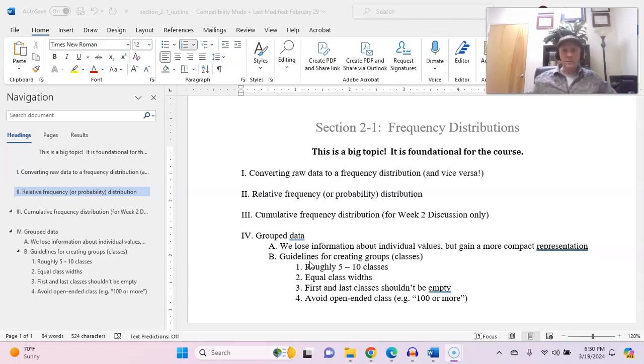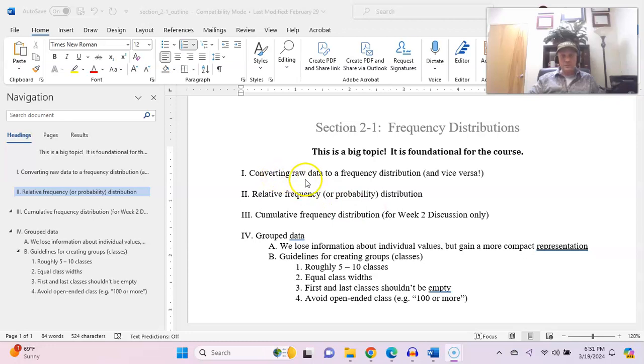So let's dive in with section 2.1, which is called frequency distributions. The four main topics here are that we will convert raw data into a frequency distribution and vice versa. And then we'll talk about three particular kinds of frequency distribution called relative, cumulative, and grouped.